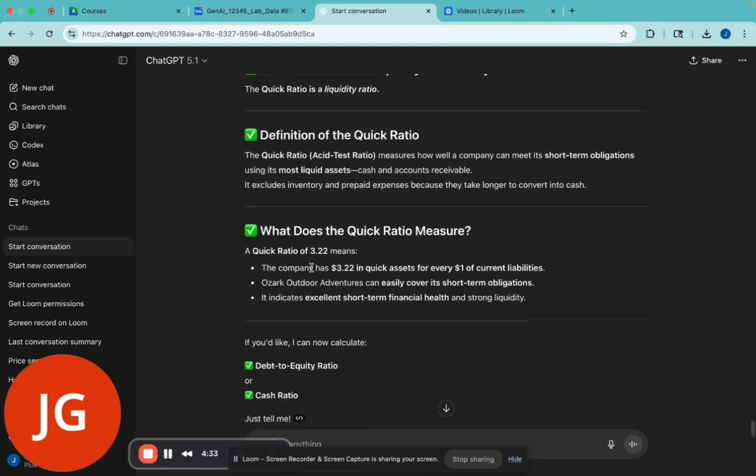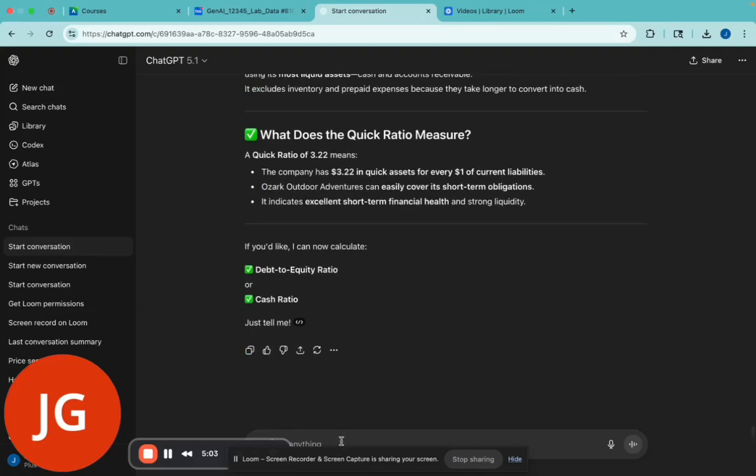And what does this quick ratio measure? The company has $3.22 in quick assets for every $1 of current liabilities. Ozark Outdoors can easily cover its short-term obligations. So with this prompt, we're able to know the formula, the components, the definition, and what the ratio measures, and with all this information, we understand that Ozark Outdoor can easily cover its short-term obligations, and this gives us a brief understanding of their financial position.